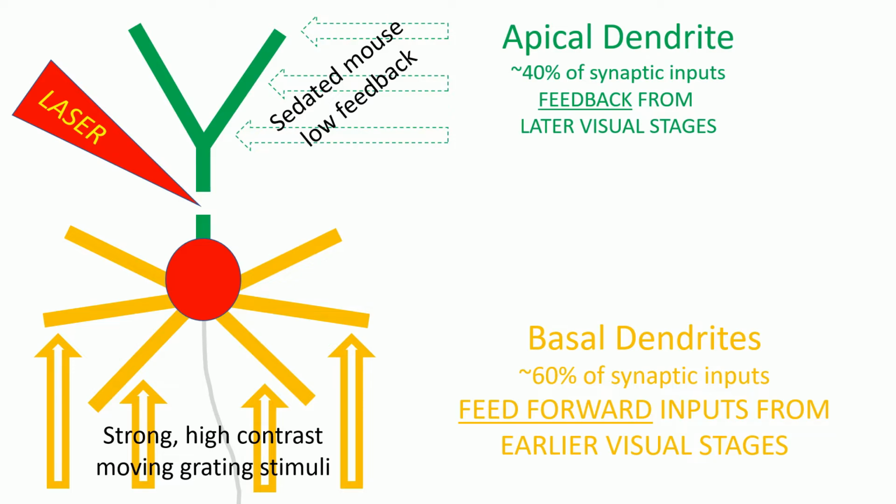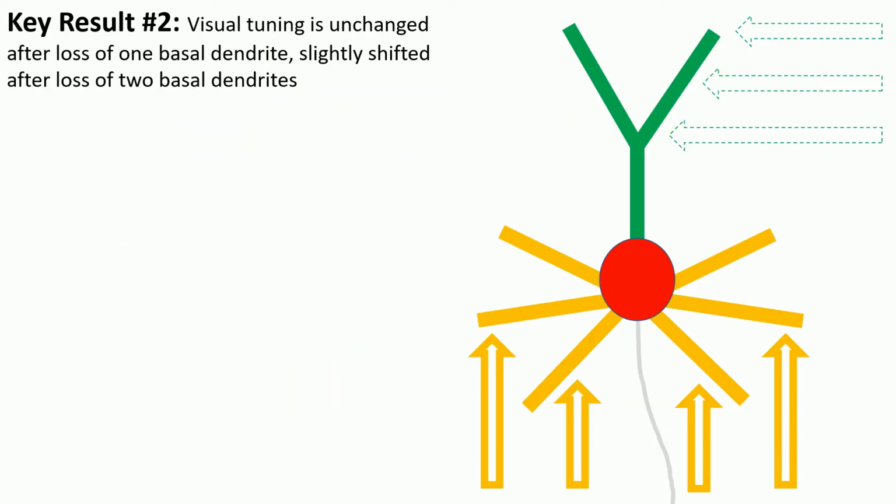This supports the theory, but certainly does not imply that the apical dendrite is unimportant to normal processing. If the current experiments had been done in an awake behaving animal engaged in, for example, a 2-alternative forced choice task with low contrast stimuli, then top-down expectations provided to the apical dendrites might have been crucial to each neuron's tuning response. Let's move on to the next key result.